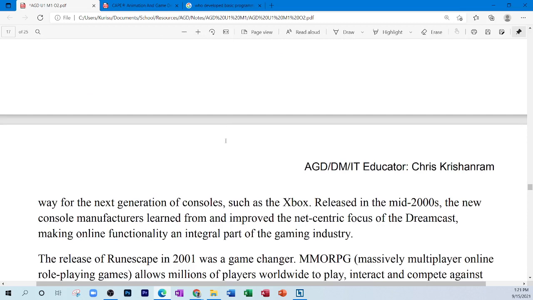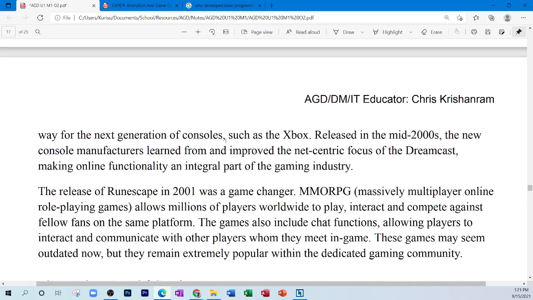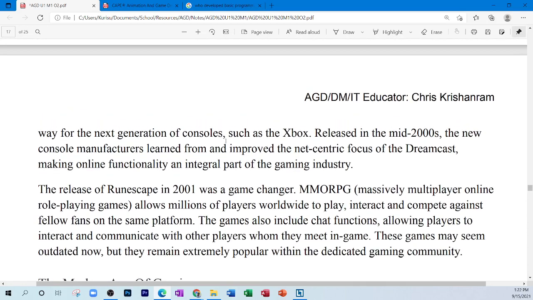way for the next generation of consoles, such as the Xbox, released in the mid 2000s. The new console manufacturers learned from and improved the net-centric focus of the Dreamcast, making online functionality an integral part of the gaming industry. The release of RuneScape in 2001 was a game changer.